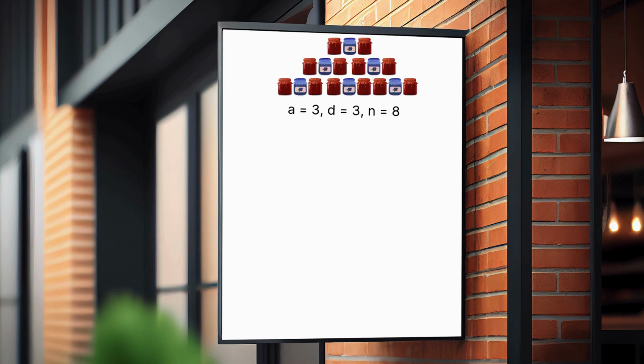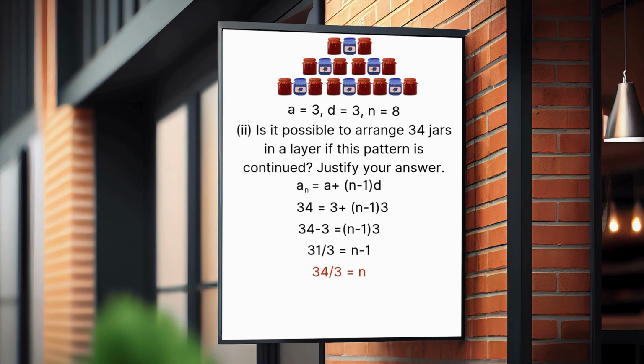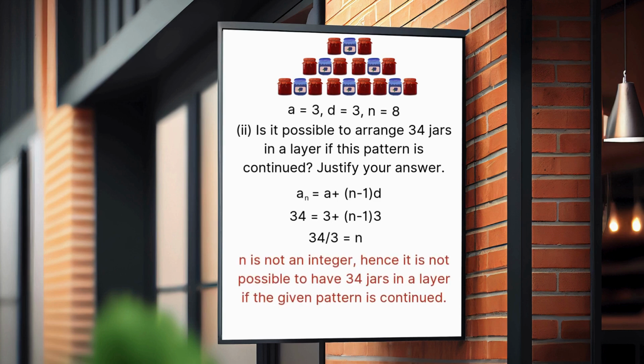Now the next part is, is it possible to arrange 34 jars in a layer if this pattern is continued, and justify your answer as well. So we know that an is a plus n minus 1 times d. Substituting the values of a and d, we get 34 is equal to 3 plus n minus 1 times 3. That is, n is 34 upon 3, which is not an integer. That means it is not possible to have 34 jars in a layer if the given pattern is continued.